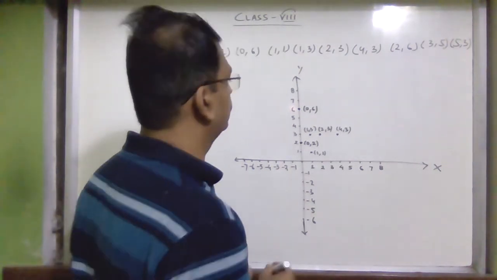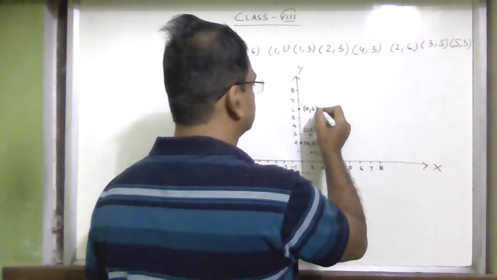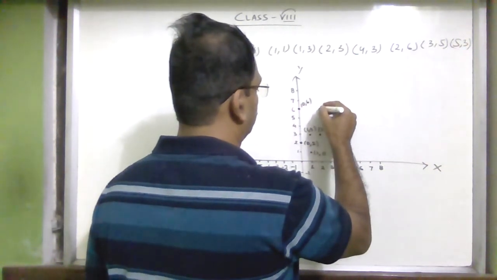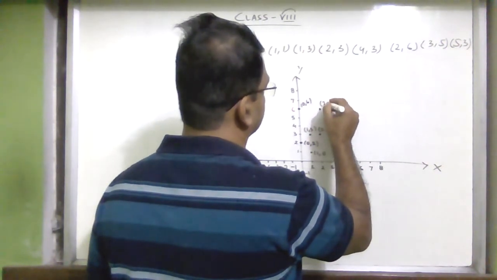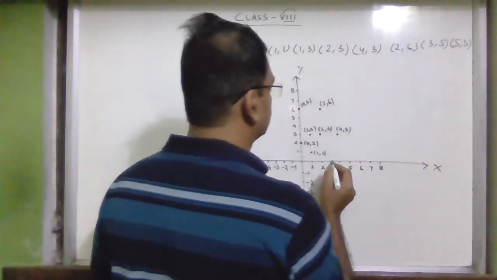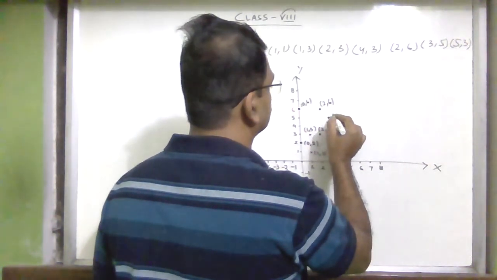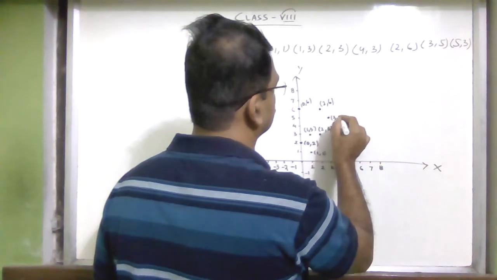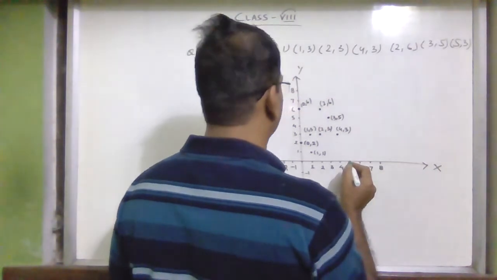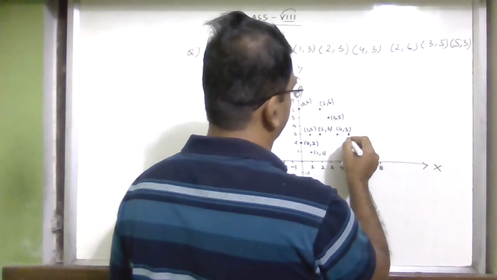Then (2,6). So this is 2 and (2,6) will be here. This is (2,6). Then (3,5). So this is 3. This is 5. So here it is (3,5). And then (5,3). So this is 5 and this is 3. So (5,3) will be here. This is (5,3).